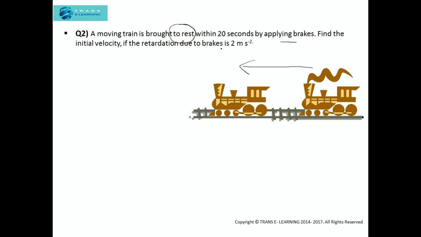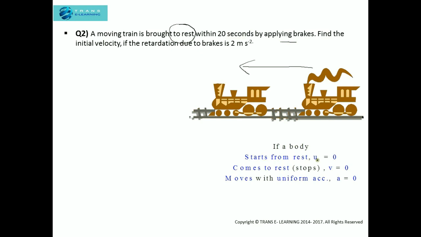Let's consider those important points. If a body starts from rest, then the initial velocity is zero, but if a body comes to rest or stops, then the final velocity is zero. And here it is given that the moving train is brought to rest by applying brakes. That means initially it was moving with some velocity, say u, and when the brakes were applied, it was brought to rest. So the final velocity is zero, and the time taken for doing so is 20 seconds. We need to find the initial velocity if the retardation due to brakes is 2 meters per second square.